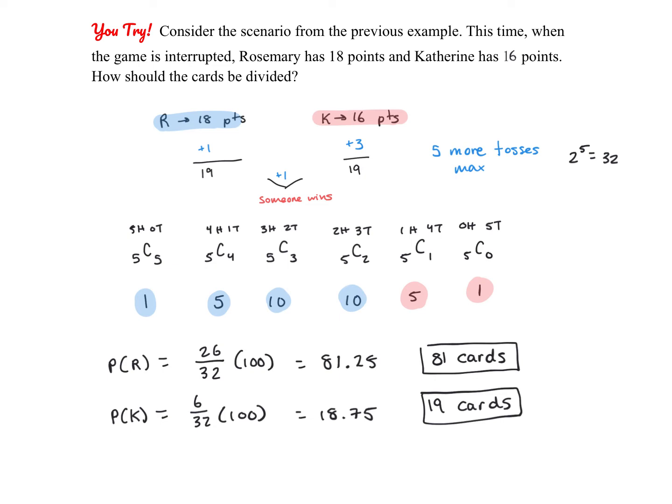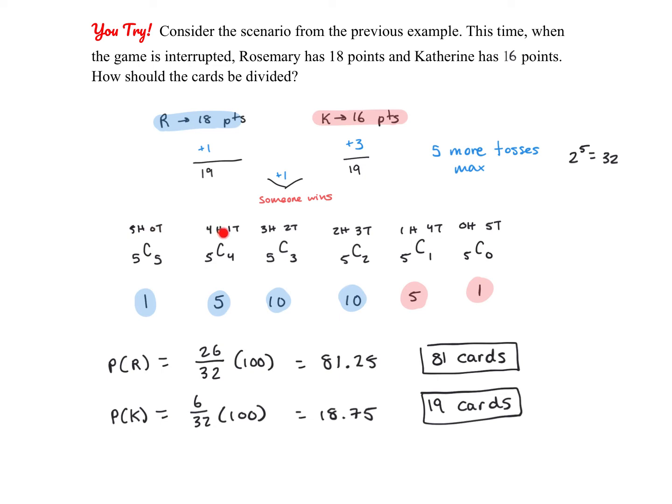So if Rosemary has 18 points and Catherine has 16, there's a possibility that they could have up to 5 more tosses before the game ends. So one way to think about this is Rosemary could get 1 more point and Catherine could get 3 more points, and it'd be tied at 19-19. So the game would still be going, but in that next toss, the game will certainly end because one or the other will win. So if you add those up, that gives you 5. So there's 32 possibilities in terms of outcomes.